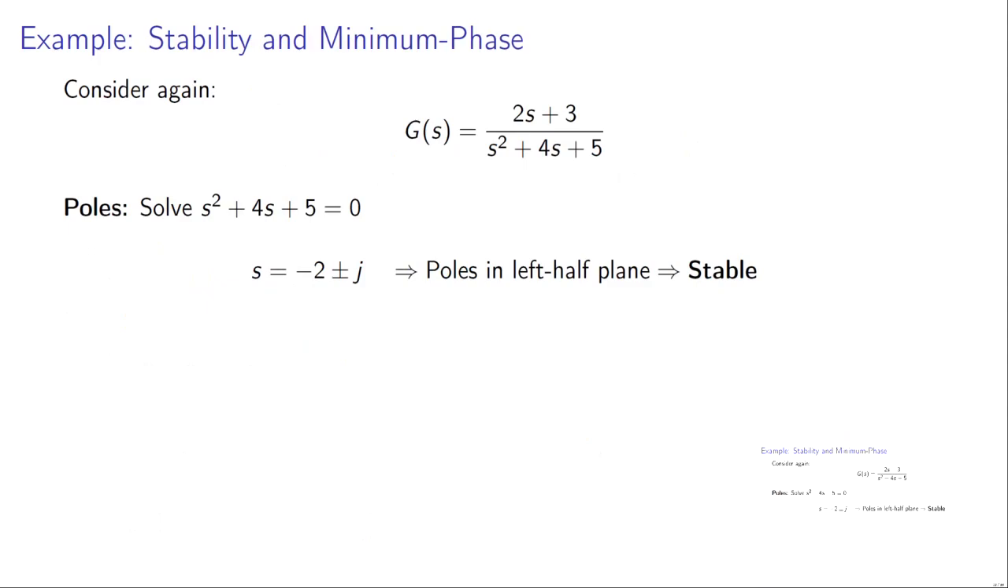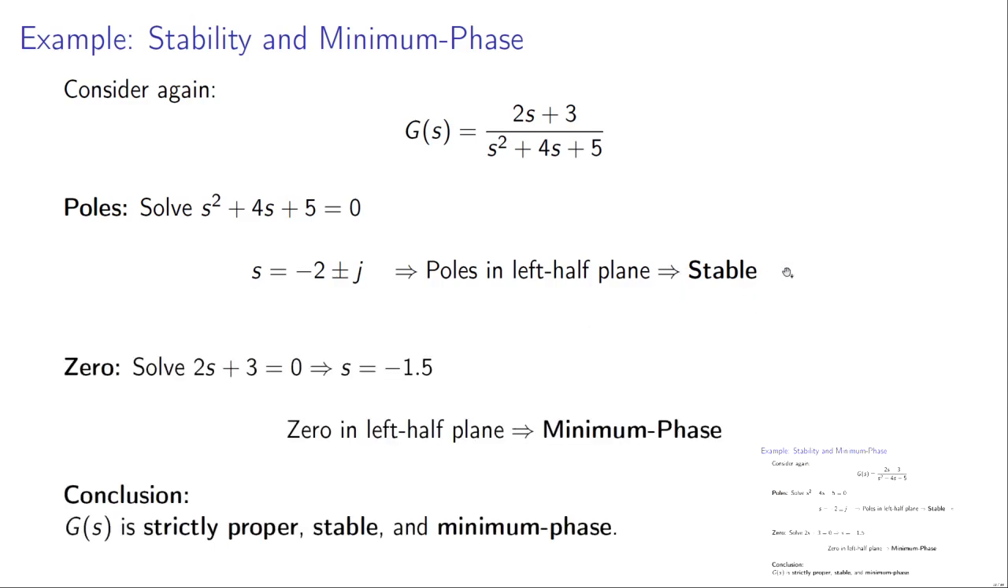Okay, so this is just the solution we have seen. The poles are in this position, -2 plus or minus the imaginary number j. So this implies that we have a stable system. The zeros, in this case, we have only one zero, and it's located at -1.5. So we have a minimum phase system.